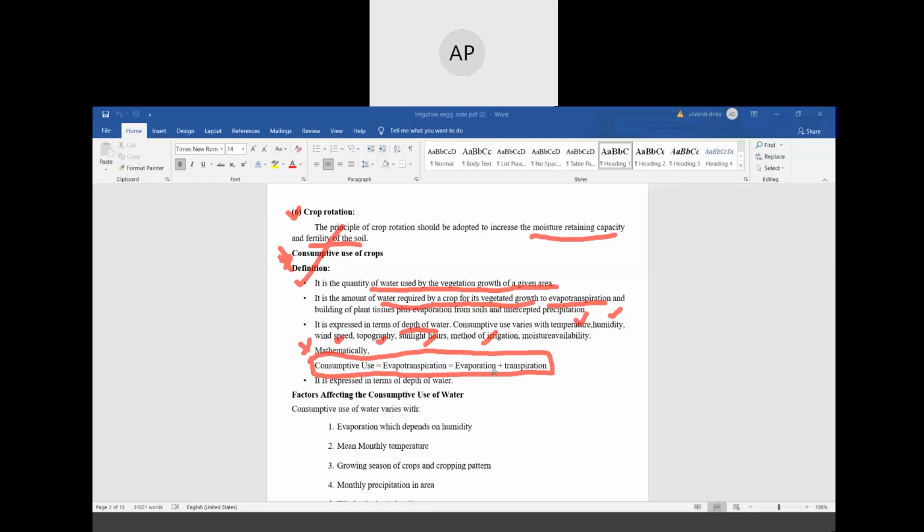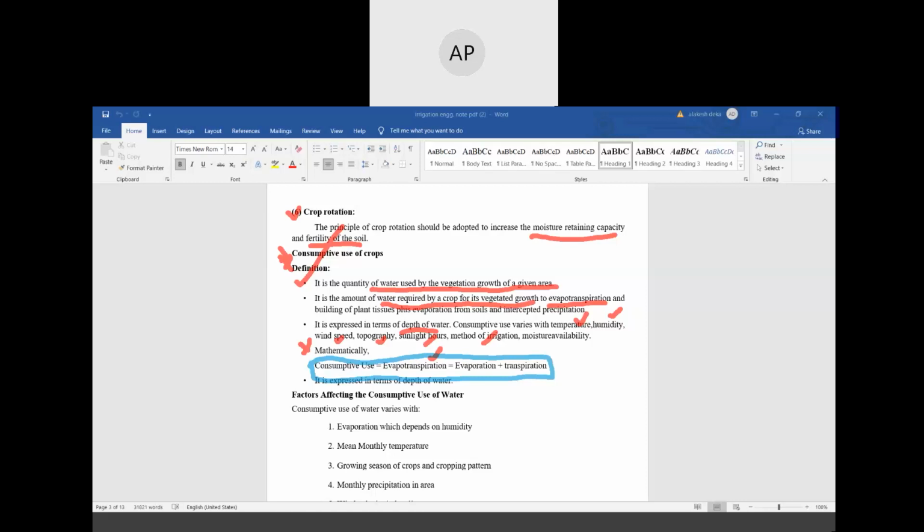What is evapotranspiration? Do you have one subject? Have you got that subject hydrology? Till now, have you got hydrology? Yes or no? Yes, ma'am. You have got hydrology. Which semester? Fifth semester, ma'am.